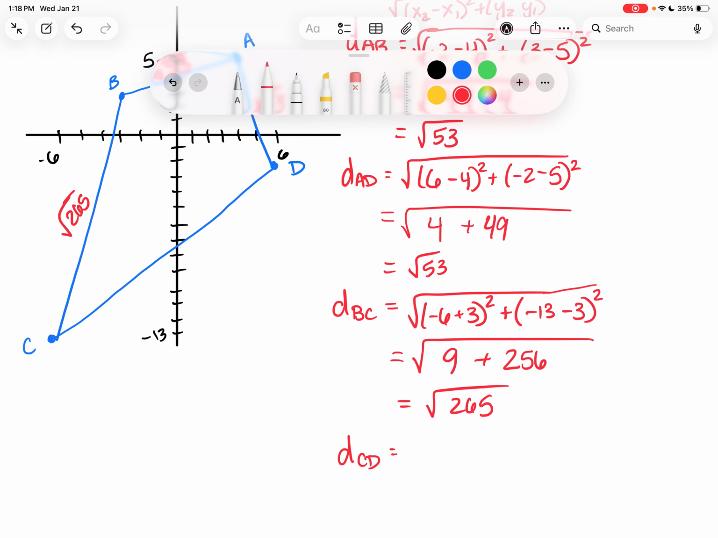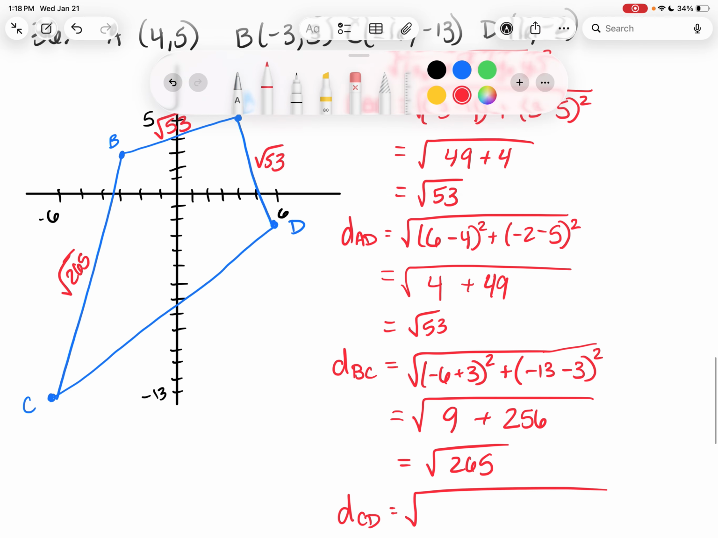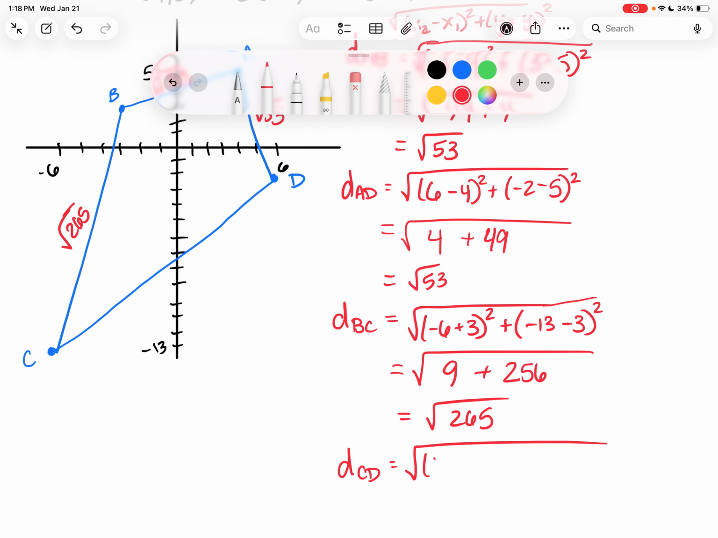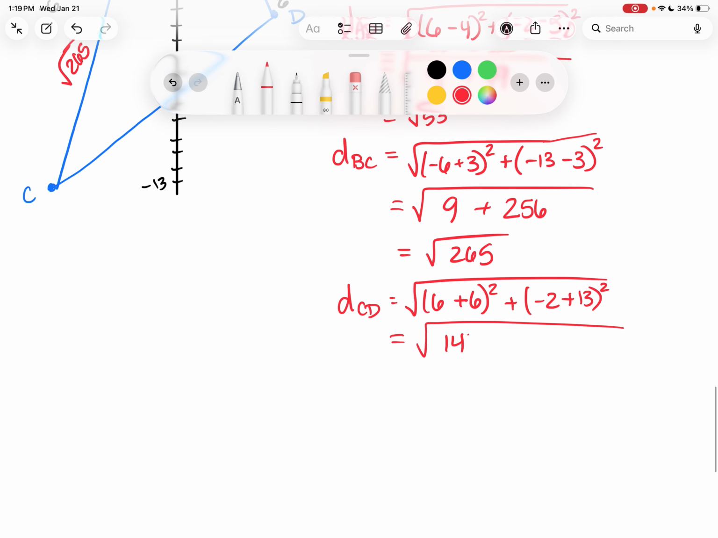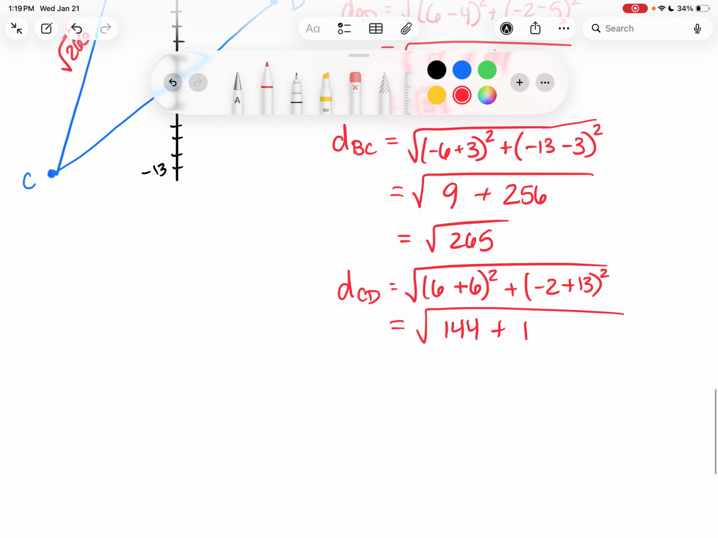So the distance of CD is the square root of, I'm just going to look at my paper, 6 minus a negative 6, so that's plus 6 squared, plus negative 2 minus a negative 13, so that's plus 13 squared. So 6 plus 6 is 12, squared is 144. Plus negative 2 plus 13 is positive 11, squared is 121. Add those two things together, and we get the square root of 265.